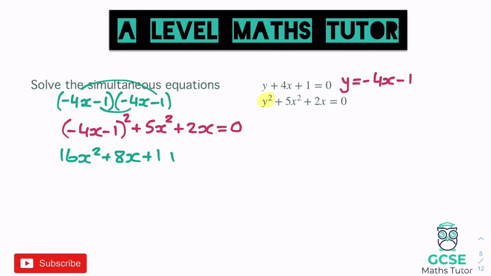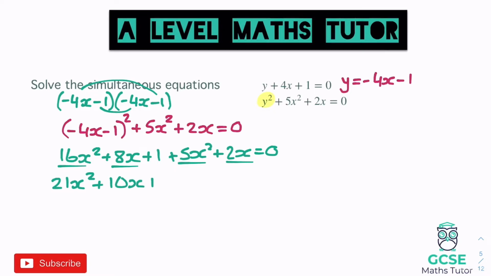And again, we're going to add to that the 5x squared and the 2x. There we go, and that all equals 0. Now if we tidy this all up, we've got the 16x squared and the 5x squared, and that makes 21x squared. We've got the 8x and the 2x, and that's going to make 10x. And then we've got the plus 1 at the end. There we go, and that equals 0.